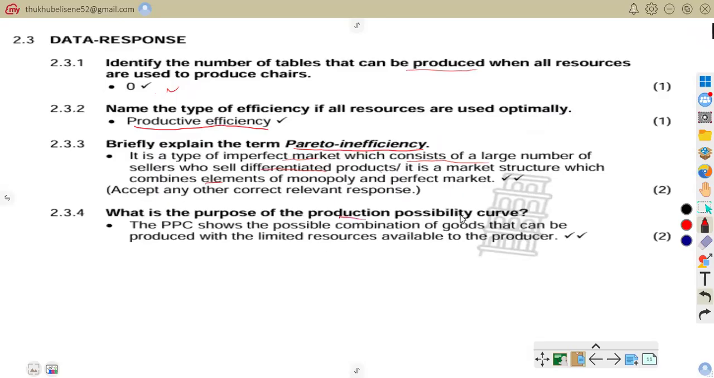Purpose of production possibility curve, we're talking about PPC. So the PPC shows the possible combination of goods that can be produced with the limited resources available to the producer. For example, producing cars versus trucks, producing food versus clothing. Hope we are together on that.